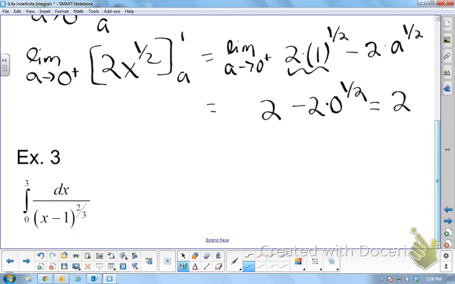So we have to split this into 2 separate integrals. We're okay with the bounds. We're okay with 0. We're okay with 3. What we're not okay with is 1. We can't integrate if our function is discontinuous. So we have to split this into 2.